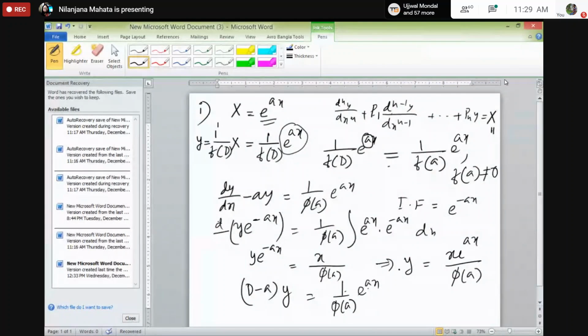Now suppose you have a factor (D minus a) squared, so this will be x squared by 2. Suppose you have a 3, so it will be x cubed by factorial 3. That way it will continue. I am giving you an example.